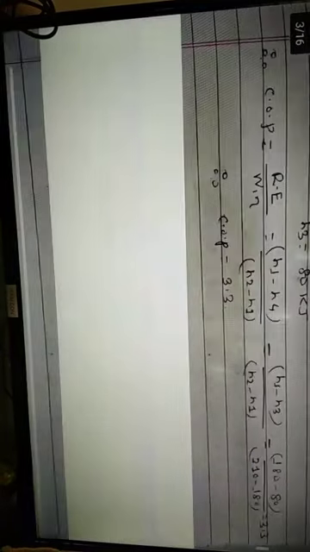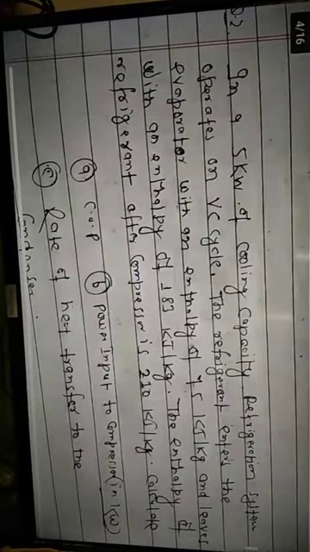All these values are given in the question. Simply we have to put the values and we will get the result. The COP is equal to 3.3. Now let us move to the next question.